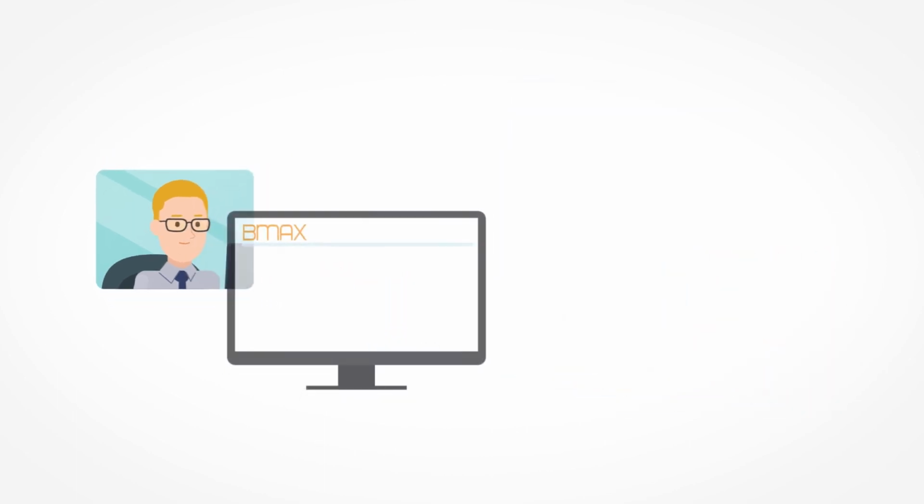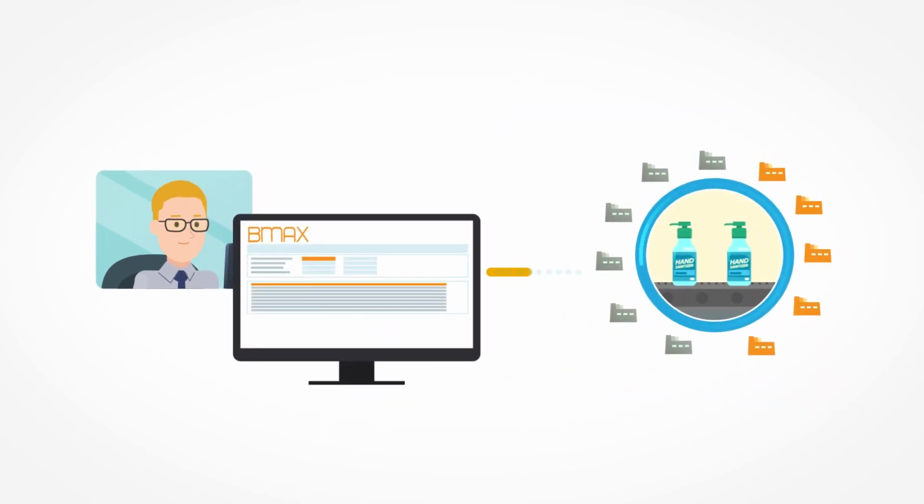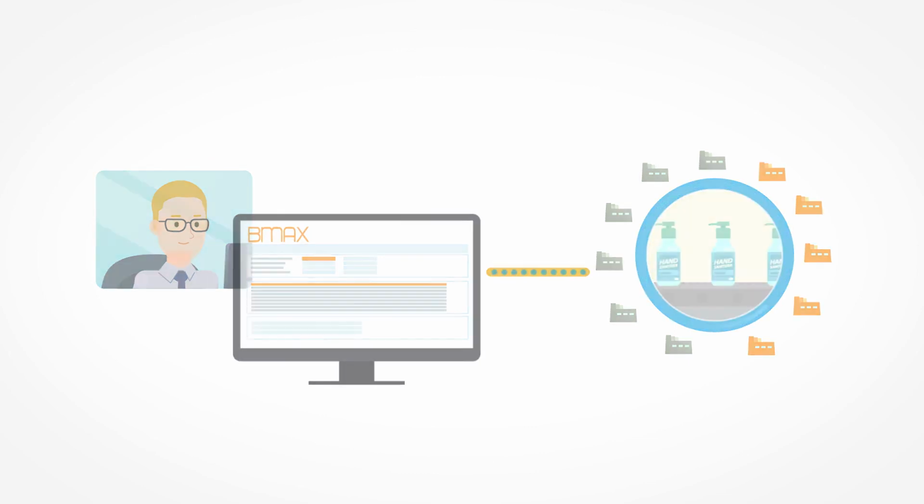Finally, Chris can use BMax to automatically extend his existing material master data to his 5 new plants to begin production on the hand sanitizer that many around the world so desperately need. And each plant will have the same information.